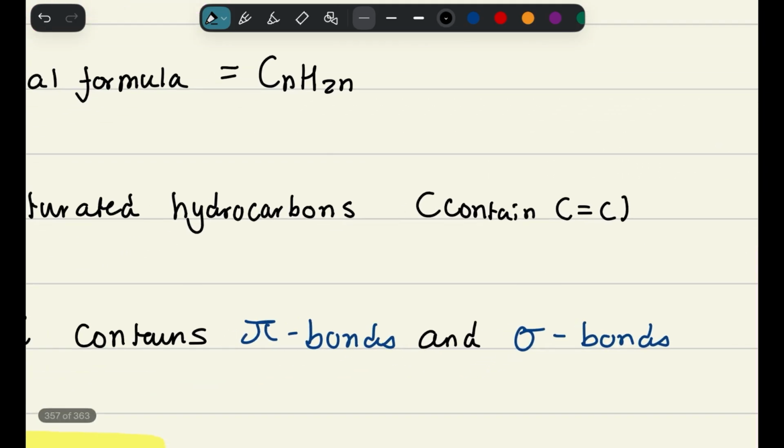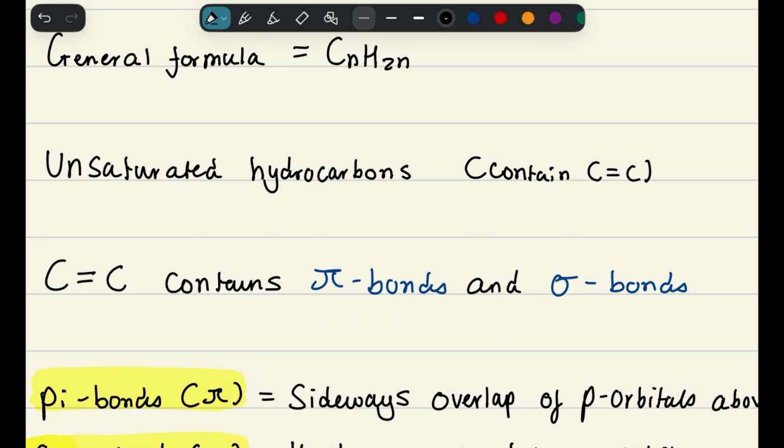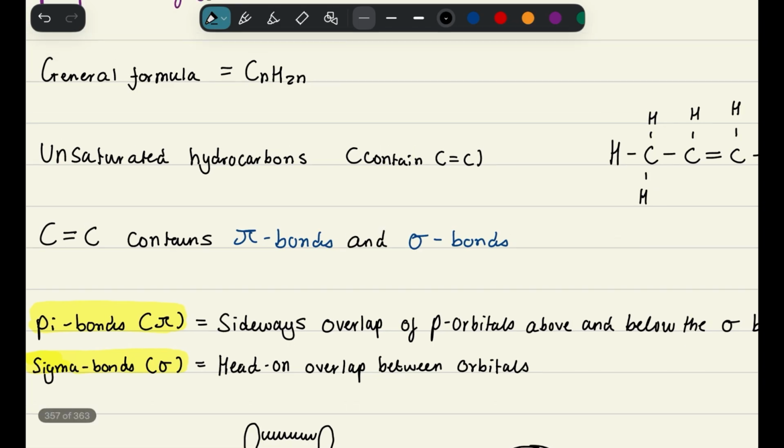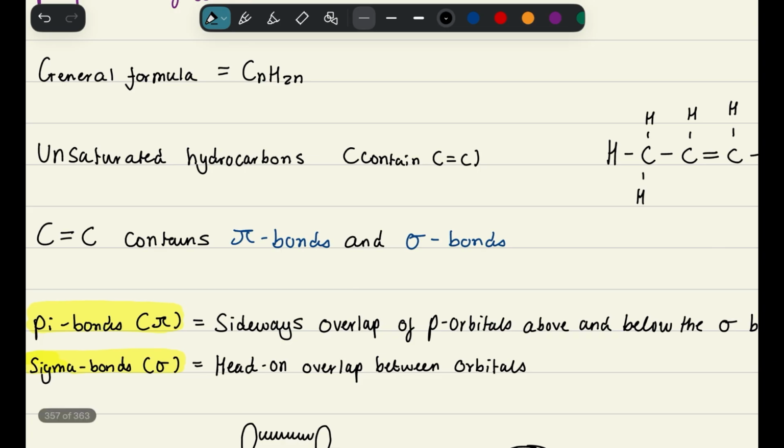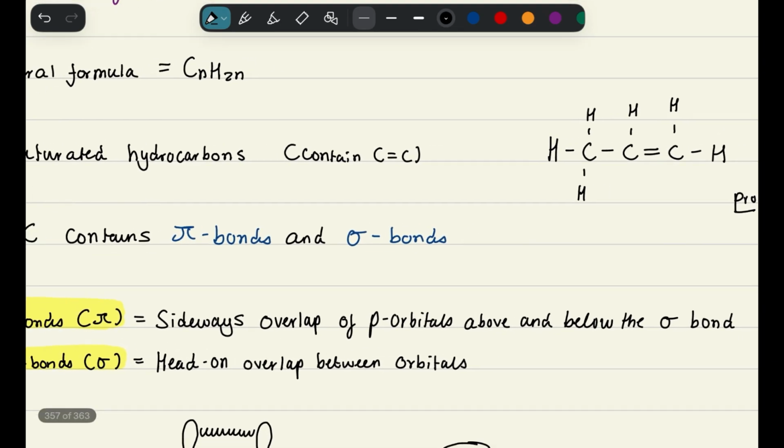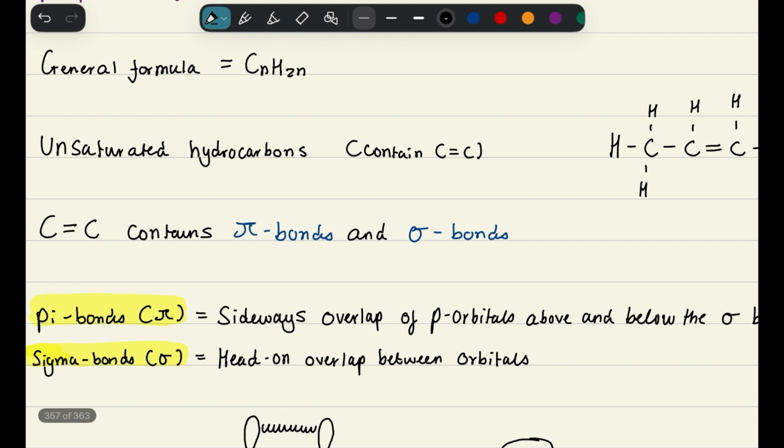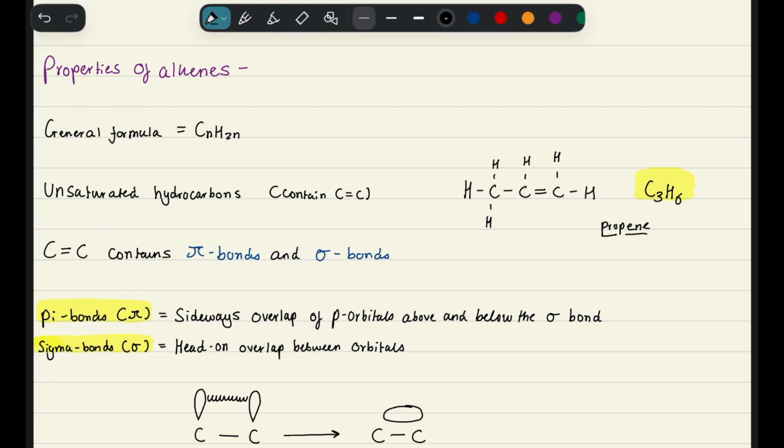Now, what you'll also see is that our carbon double bond contains pi and sigma bonds, so we've decided to define those. A pi bond, important exam definitions by the way, is a sideways overlap of p orbitals above and below the sigma bond, whereas a sigma bond is a head-on overlap between orbitals. Definitions are important, so make sure you're getting those down.